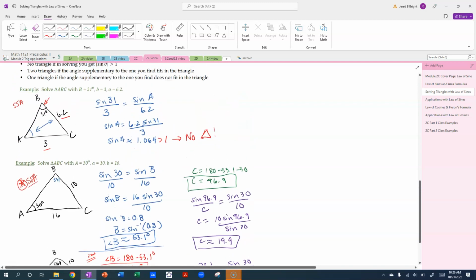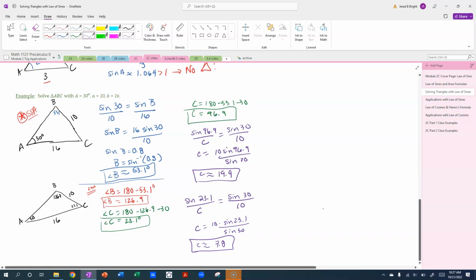Okay, so big takeaway is whenever you have the side-side-angle case, be careful, okay? Work through it per normal. If you get sine of an angle is bigger than 1, you're going to get a domain error on your calculator. That just means that there's no triangle possible, okay? Otherwise, if you get a value for sine, great, go ahead and solve it with that one. But that first angle you find, always consider the supplementary angle.